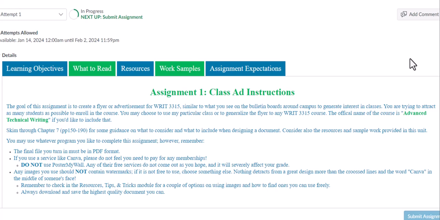You can use whatever program you like to complete this. You may use Word. Most of the samples that I'm showing you here that are not student samples were all done in Word. If you like a service like Canva, that's fine, but please don't feel like you have to pay for any sort of memberships.